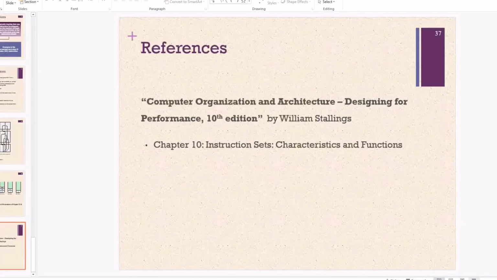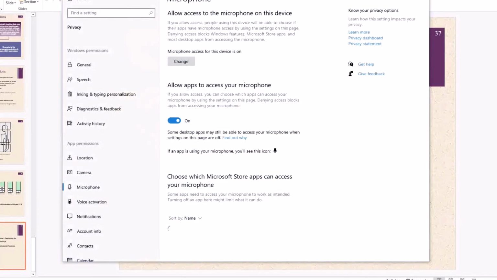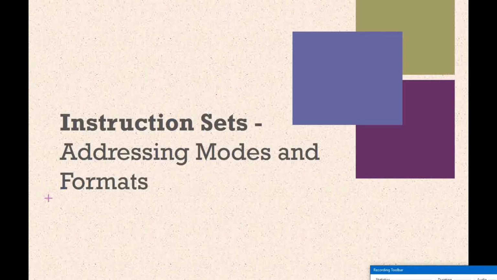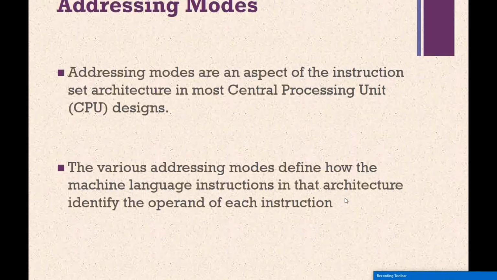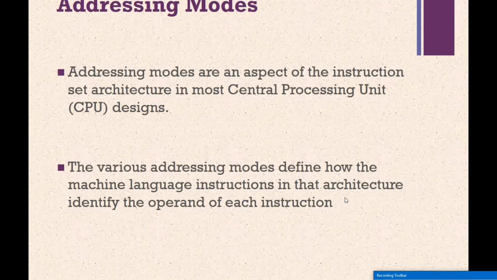In this next lecture, on instruction sets, we are discussing the different types of addressing modes and their formats. The first one is the addressing mode. Addressing modes are an aspect of instruction set architecture in most CPU designs. It means which types of addresses you use for making a processor, a CPU. The various addressing modes are defined. They tell us how the machine language instructions in that architecture identify the operands of each instruction.